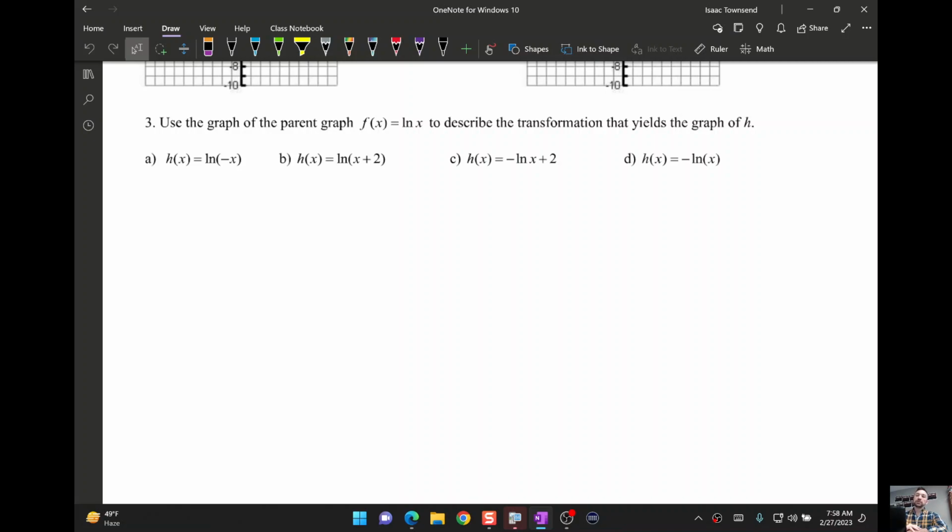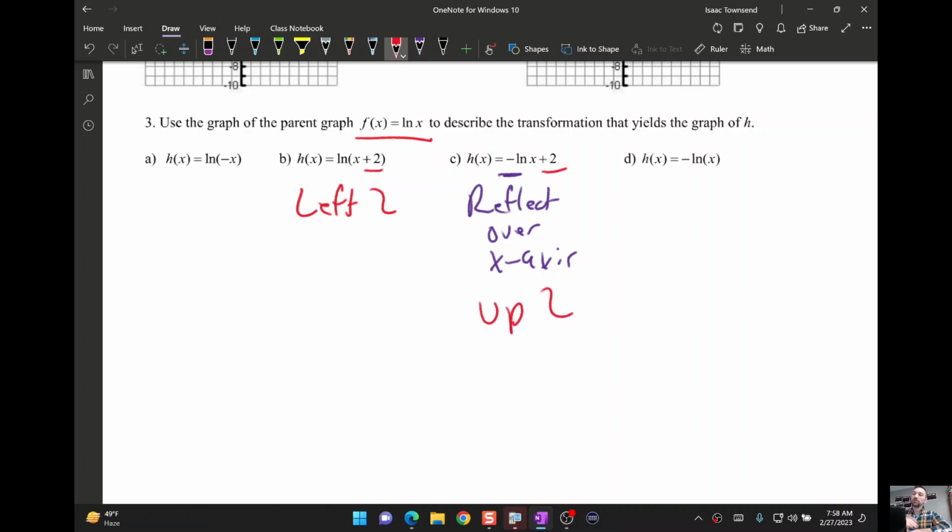Okay, but you still need to know your transformation rules. Transformation rules still apply to logarithm graphs. So if you add directly to x, it's going to go left that much. If you multiply the parent function by a negative, that's going to reflect over the x-axis. And if it's got a +2, it also goes up 2. It's going to have more than one transformation.